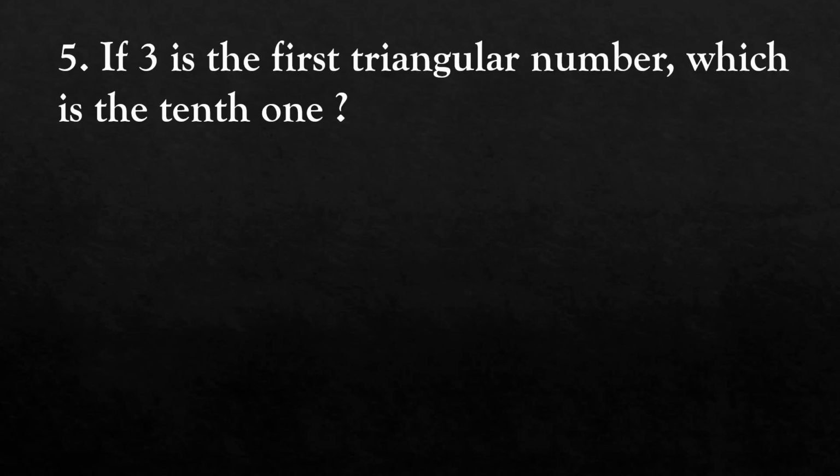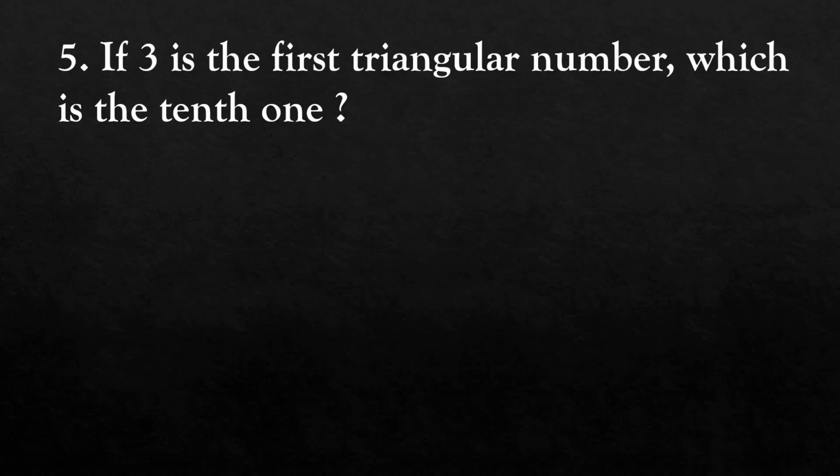Question number 5. If 3 is the first triangular number, which is the 10th one? So students, in the previous slide we have already seen what are the triangular numbers. So here you will see the objects arranged in equilateral triangles. So first, we already know that the first triangle has only one dot. Yes. So in the second triangle, what will you get? The second triangle has another row with two extra dots, making 1 plus 2, that is equal to 3. So that is your first number. Now 3 is your first triangular number.